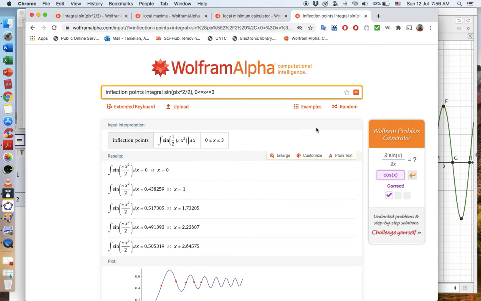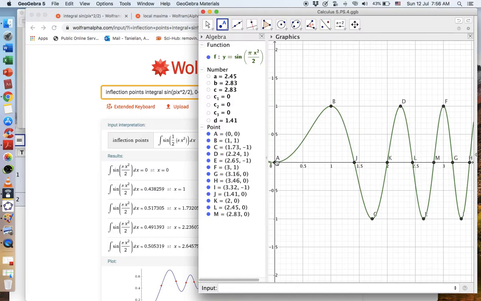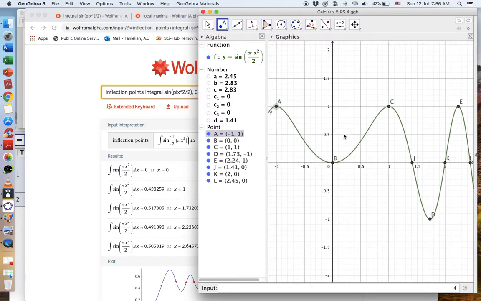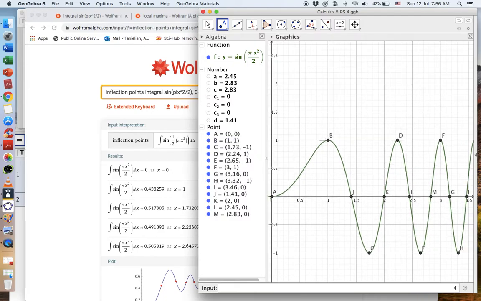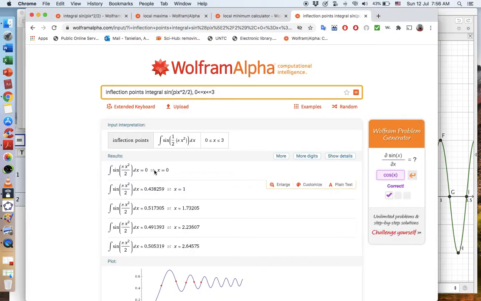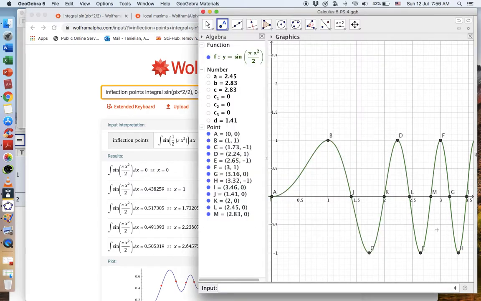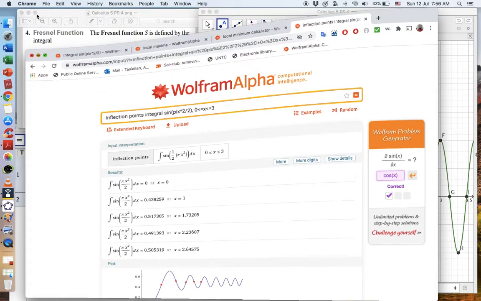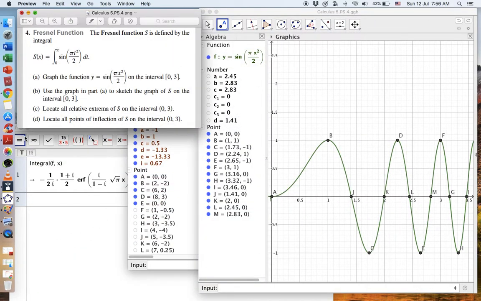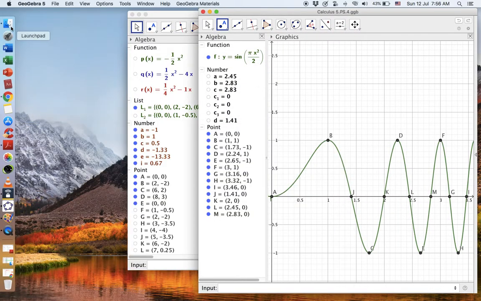And then the inflection points. The inflection points are going to be where the slope of the derivative changes direction. The slope of the derivative changes direction at the peaks and troughs of that derivative. Right? So we've got 0, 1, 1.73, 2.23, 2.24, 2.65. The peaks and troughs of the derivative are the inflection points on the function. Right? So that's going to be significant for our next example here.